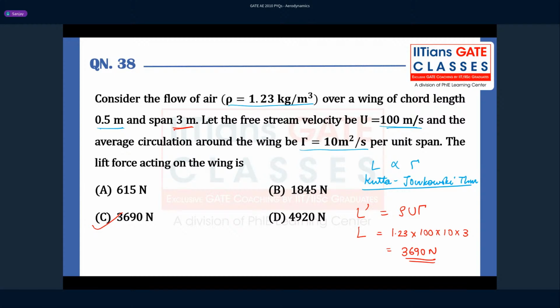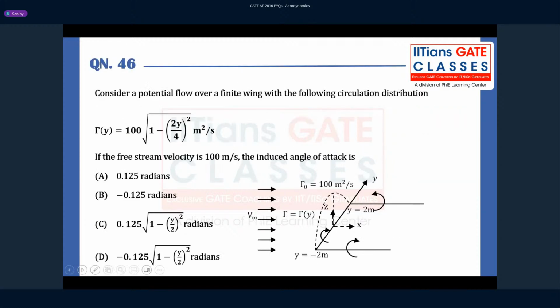So it was a fairly straightforward question. You just had to apply Kutta-Joukowski theorem. This comes from the circulation theory of lift. If you want to know more about this, please refer John D. Anderson. Okay. It has proper explanation on the circulation theory of lift. All right. Let's now move on to the next question.